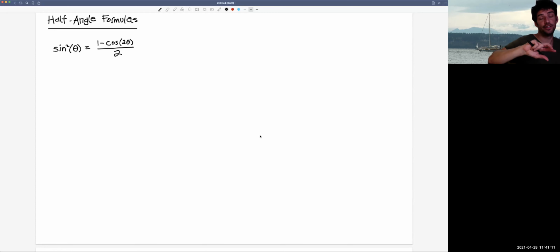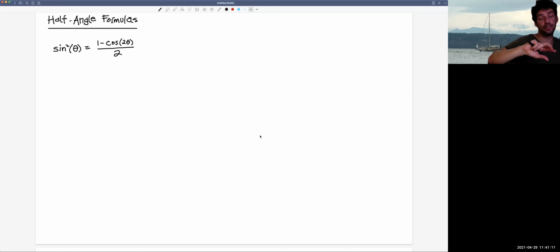Hey everybody. So we've got another couple of formulas here, the half-angle formulas. And so what I have right now is the reduction formula, one of them from last video. And these half-angle formulas are really not different than these reduction formulas. They just write them in a little bit different way.